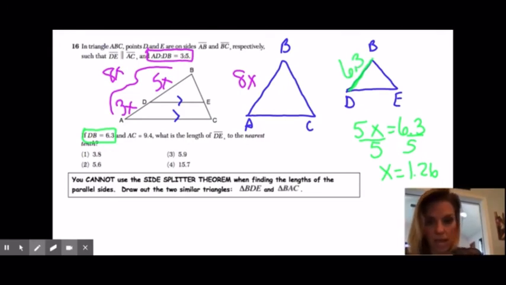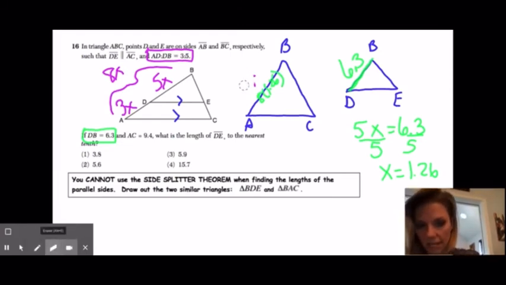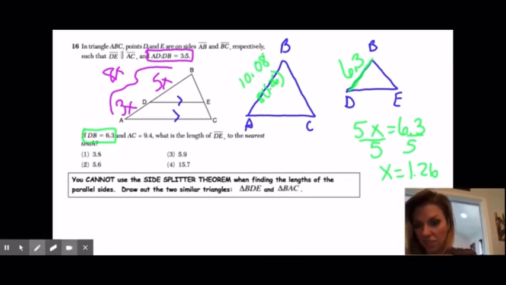So I do 8 times 1.26. Let's see what we get for that length. I get 10.08, so I'm going to erase this 8X. And this is now 10.08. I could find AD if I wanted to, but I don't think I'm going to need it right now. I have my sides in my two triangles, so now I got rid of the X's. That's nice. So I have these two sides.